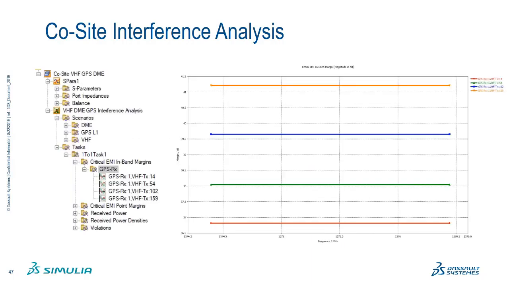The interference task provides more details about the interference violations. We can display the critical in-band interference margins for the GPS receiver. And this shows that 4 of the VHF channels are causing interference. Channel 14, 54, 102, and 159. Channel 159 is the worst case, that's the orange line, with an interference margin of 41.25 dB.